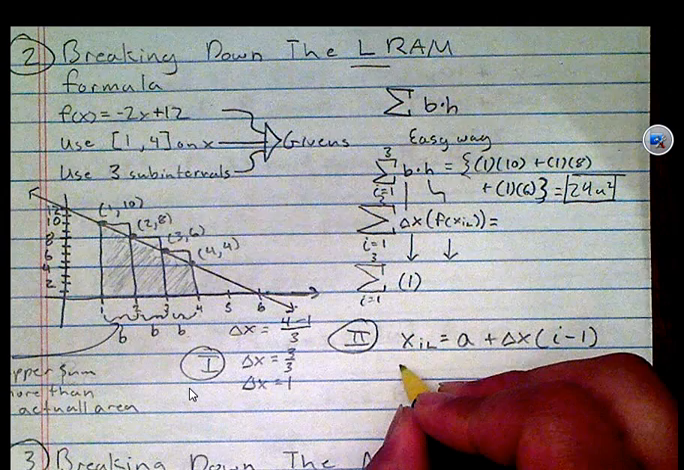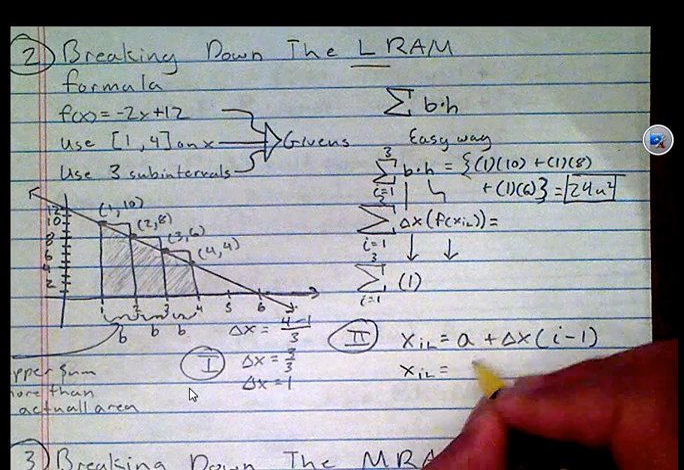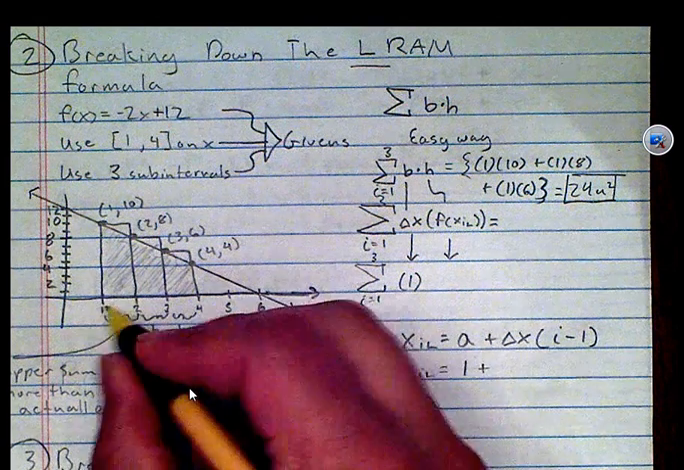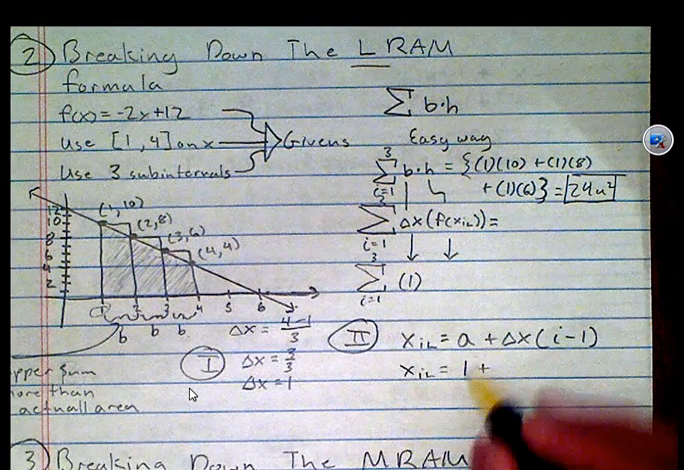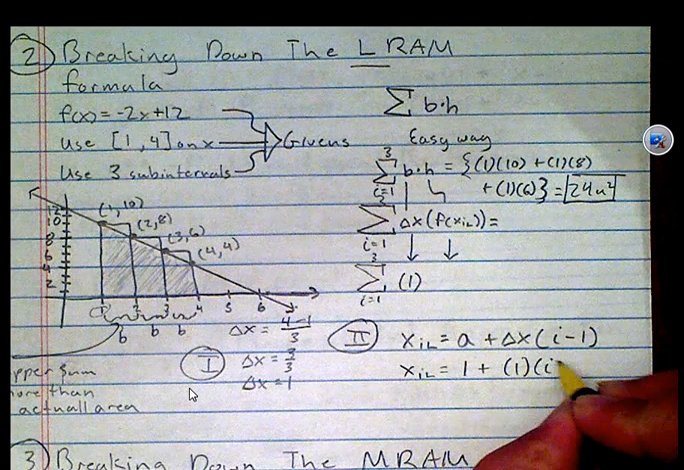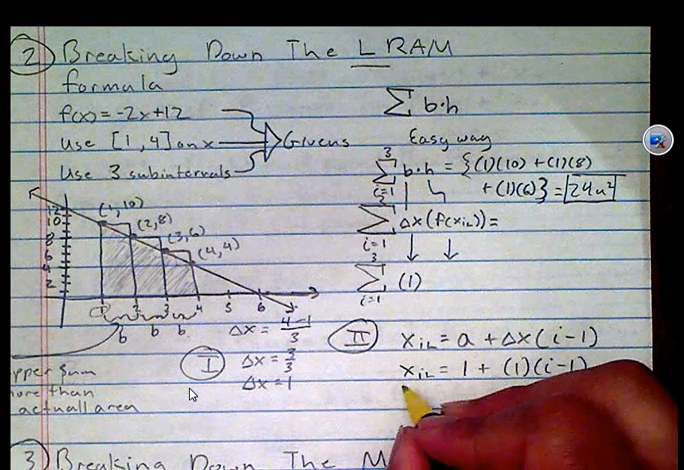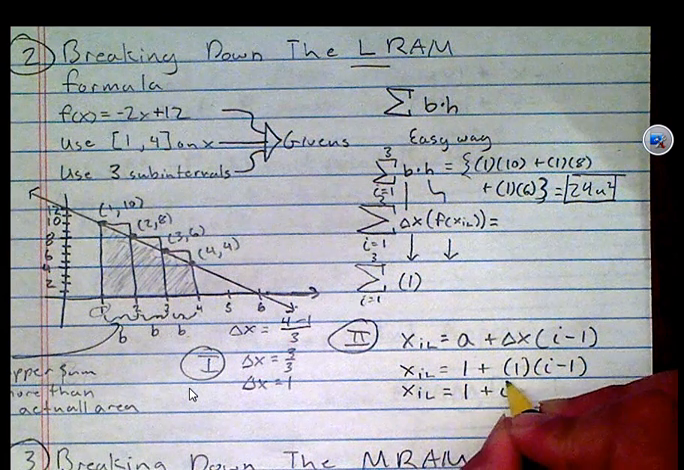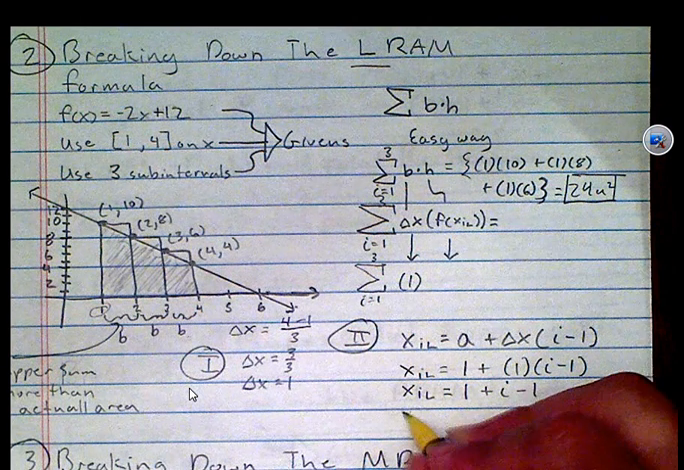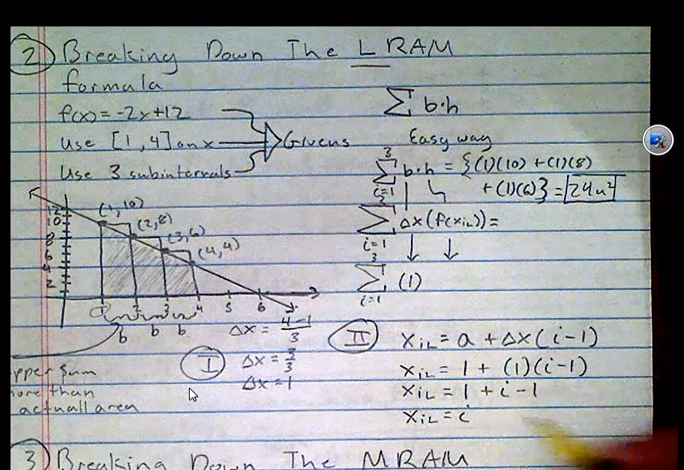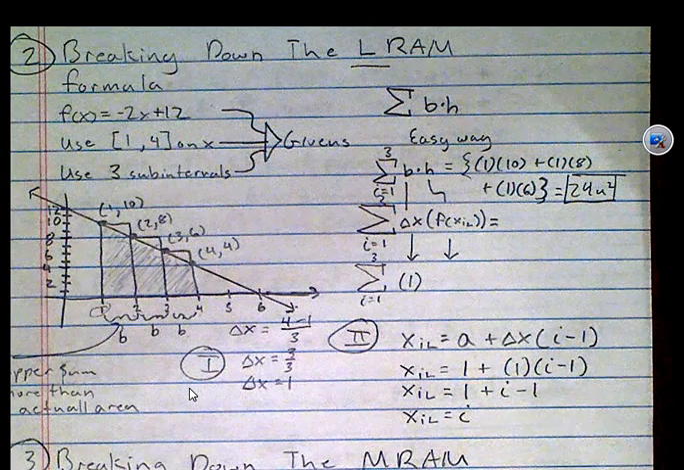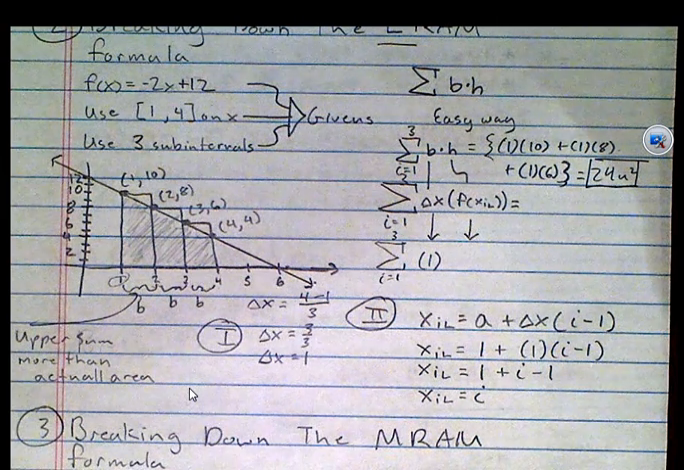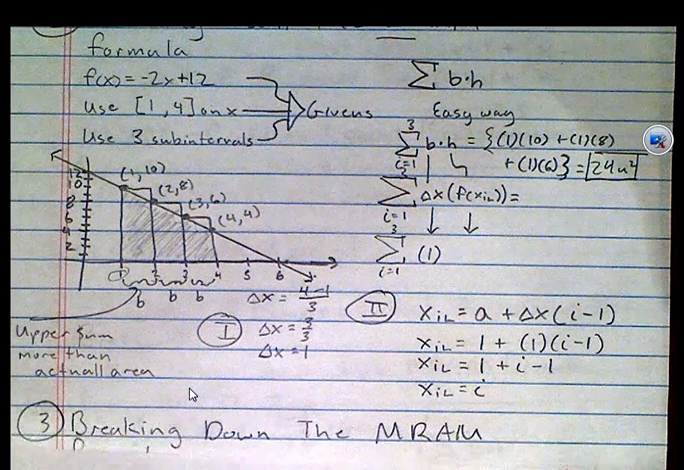So x of i sub L, let's hope this comes out easy. I think it'll come out easy. 1 plus, the a is the 1, it's the beginning. b is the end. And then delta x is 1, and then i minus 1. So x of i sub L is equal to 1 plus i minus 1. Oh my goodness. x of i sub L is equal to i. Well, that's a good thing, because then f of x of i sub L will be very simple. Let's go ahead and find the f of x of i sub L.